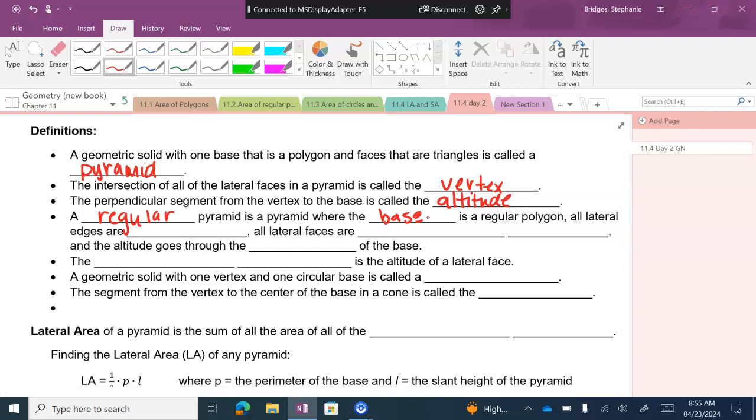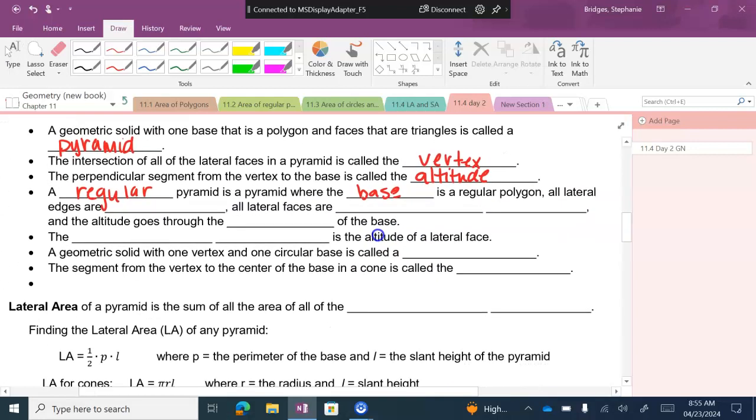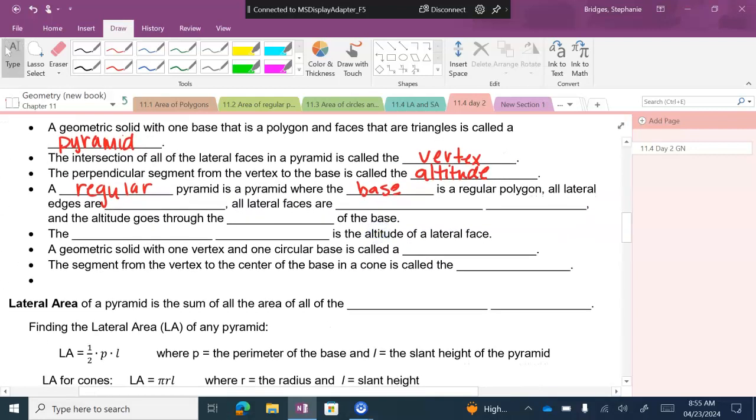All lateral edges are congruent. And then, so all of these sides here of my pyramid have the same length to them. They're all congruent. And then all of my lateral faces, what shape is my lateral face this time? It was rectangular yesterday. What is the shape now? Triangle. It is an isosceles triangle.